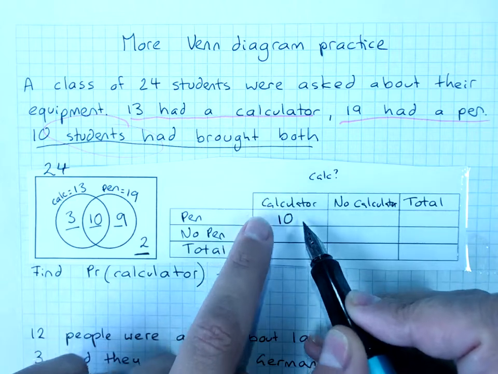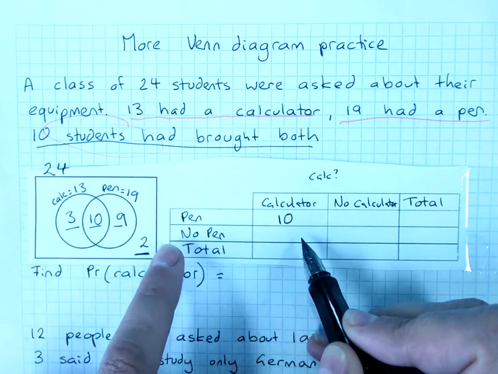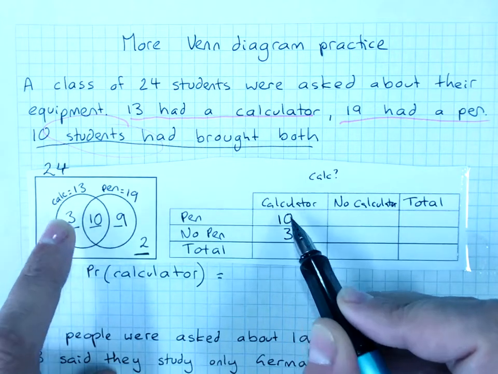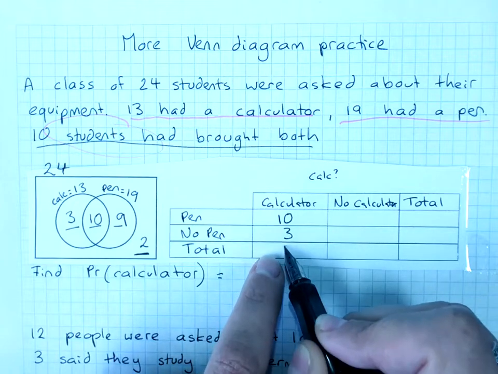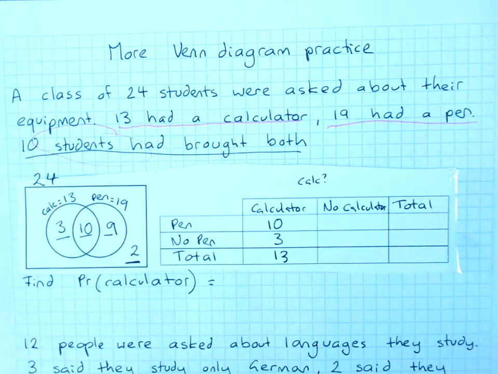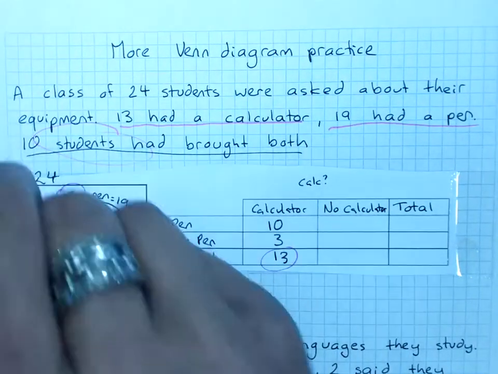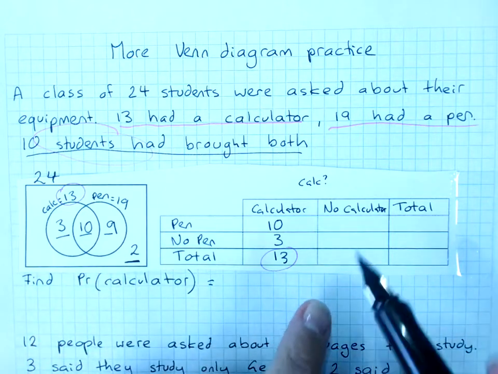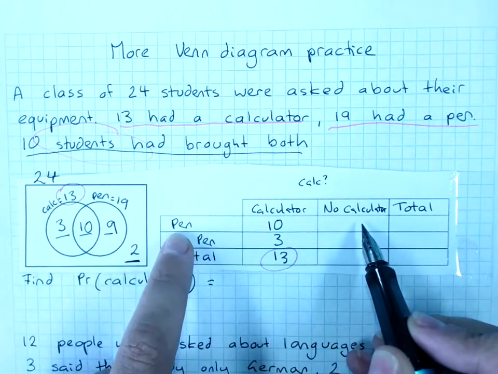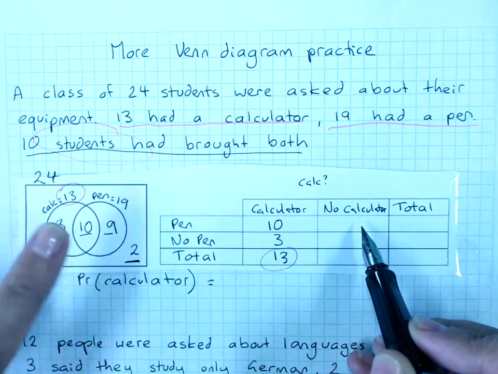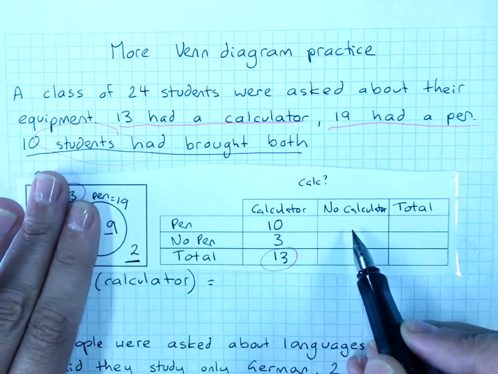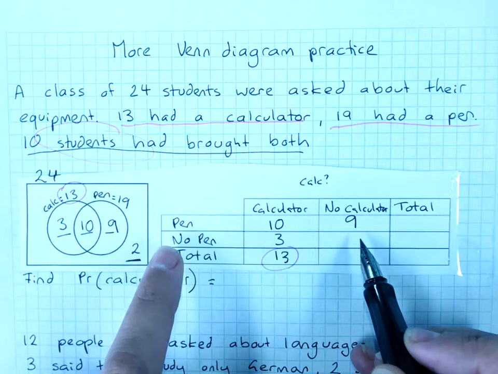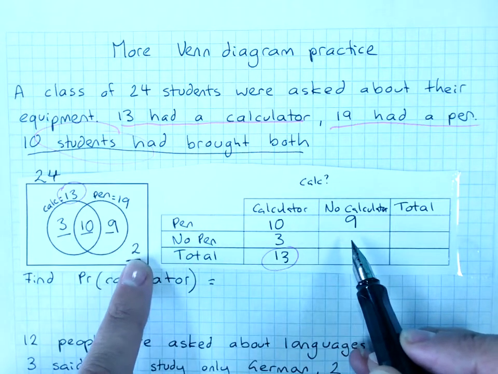These are the people who still had a calculator, they're still in line with calculator, but they had no pen. 3 people. Now we can add up all the people who had a calculator. It's 13, and that should match this number here because that's the total number of people who had a calculator. Now we have the people who have no calculator but they do have a pen. So they're in the pen circle but not in the calculator circle. That's 9. And these people line up with no calculator and no pen. They had neither. It's these 2.